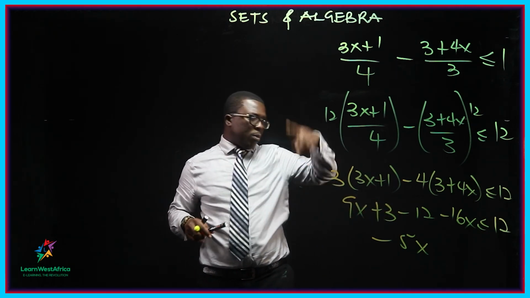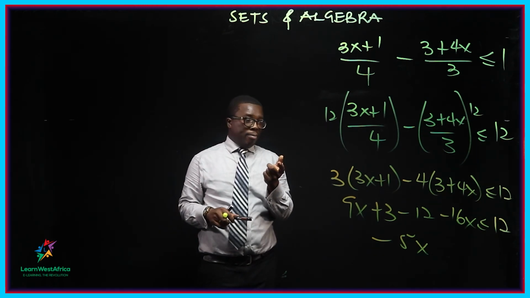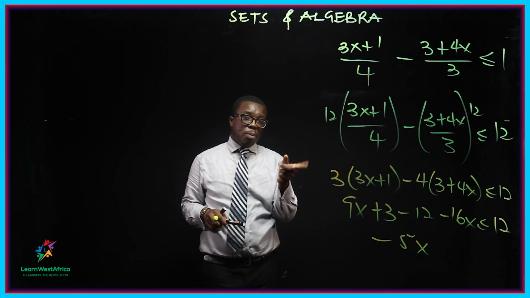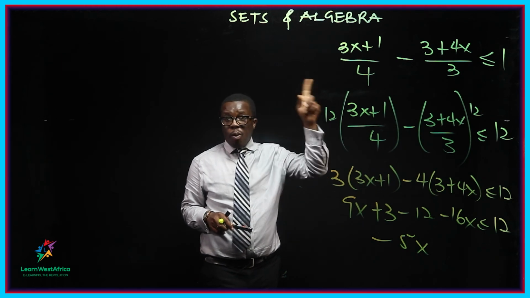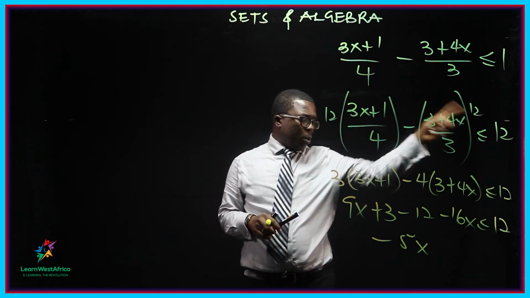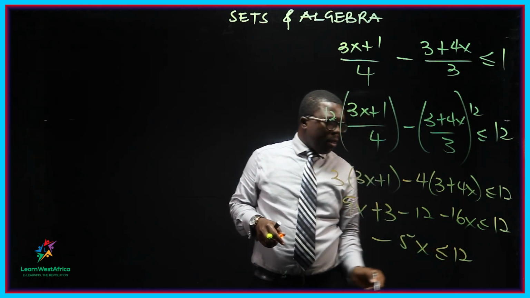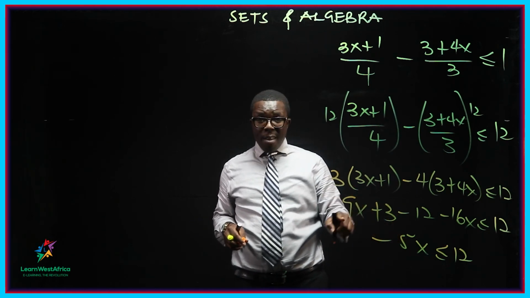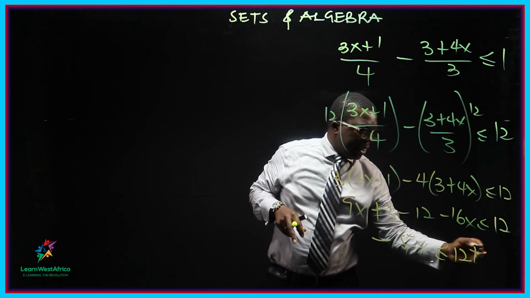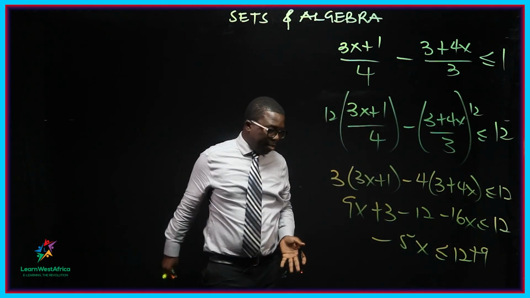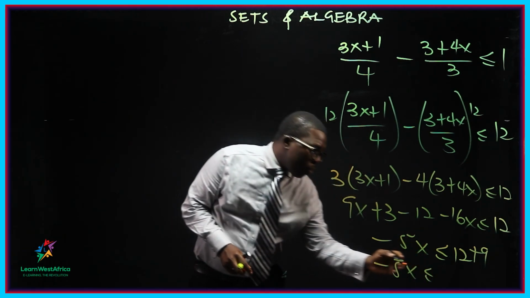The 3 minus 12 gives minus 9, and we take the minus 9 to the other side. Because it is less than or equal to 12, moving the minus 9 over gives 12 plus 9, which is 21. So we're going to have minus 5x less than or equal to 12 plus 9, which is 21.